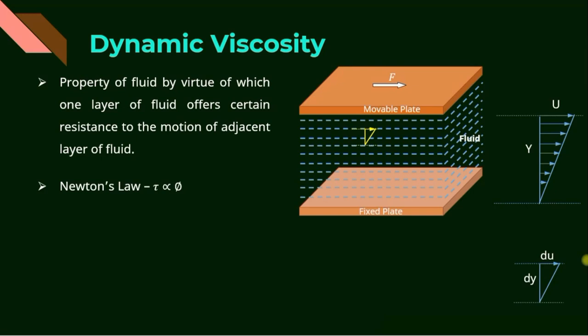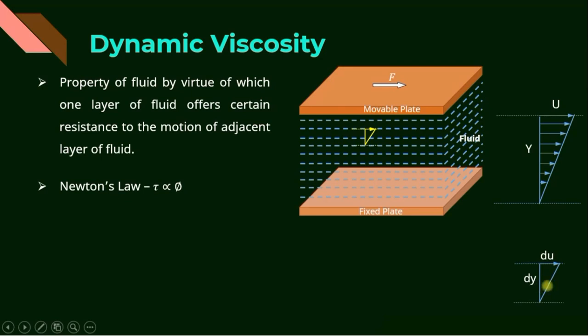What is the shear strain here? It is the rate of angular deformation. The rate of angular deformation is, if we consider this as phi, this is du and this one is dy. Consider this is one layer of fluid, this is an adjacent layer of fluid. The distance between these two layers is dy and the change in velocity is du.